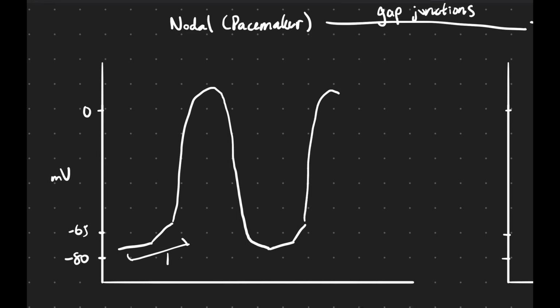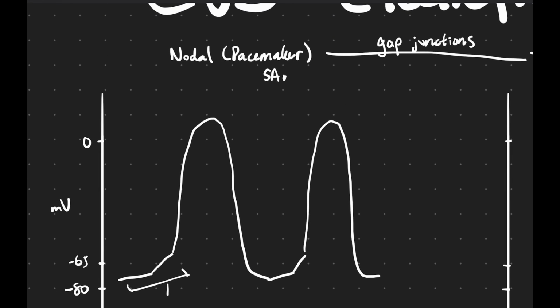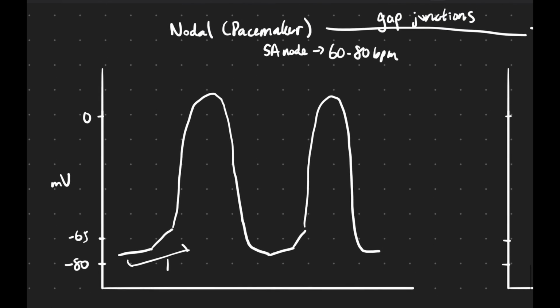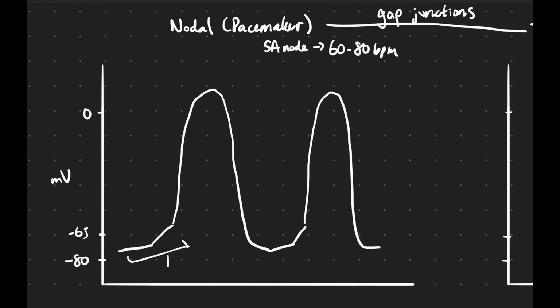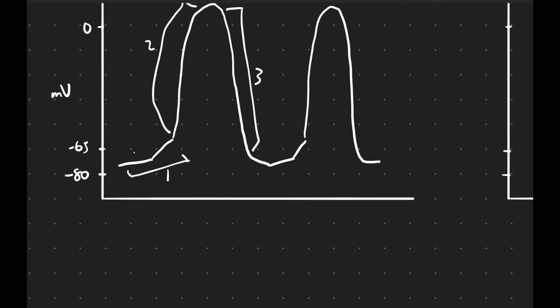And remember, your pacemaker is usually your sinoatrial node, and your SA node is going to be sending these signals roughly 60 to 80 beats per minute. That's the average for the human heart rate. Okay, so we talked about these 3 different parts of your action potential. So let's dive into what all of these components are.